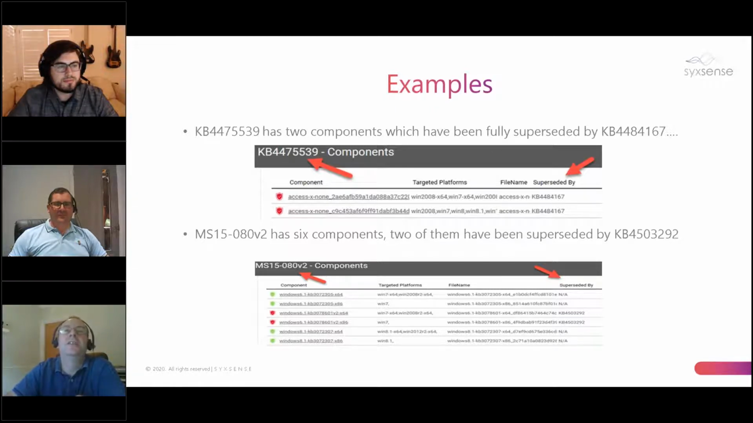So you can see here in the first example that the patch named KB4475539 has 2 components, so fairly simple. And those components have both been superseded by the patch named KB4484167. In the second example, we can see here that there's a patch named MS15080V2. Has a total of 6 components, but only 2 of them have been superseded by KB4503292.